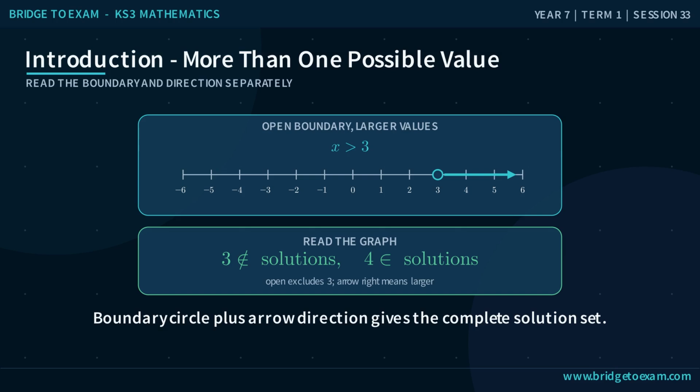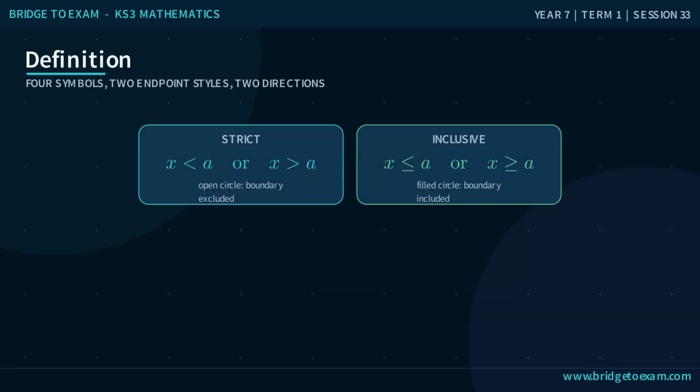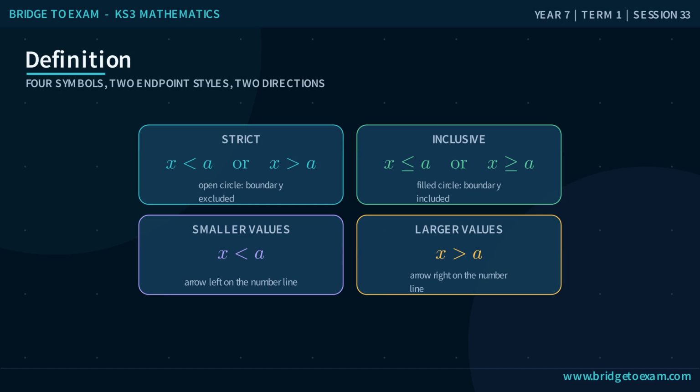By the end, you'll read all 4 inequality symbols, choose open or filled endpoints, draw the correct arrow, translate words, and solve a simple inequality. Less than and greater than use open boundaries. Less than or equal to and greater than or equal to use filled boundaries. On a number line, smaller values lie to the left and larger values lie to the right. The boundary number anchors the circle.